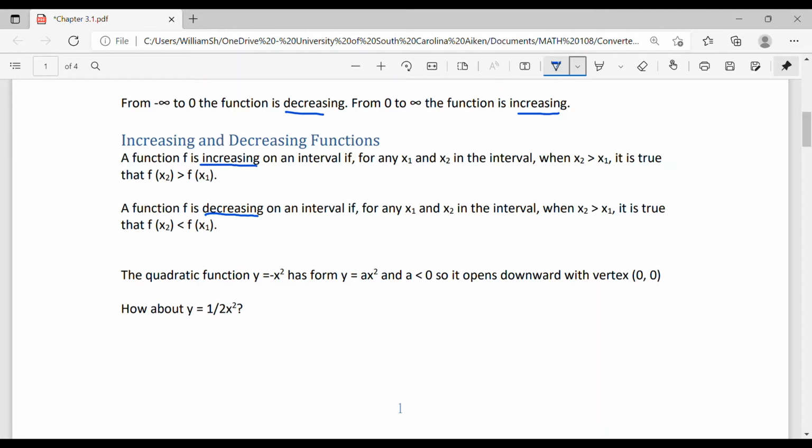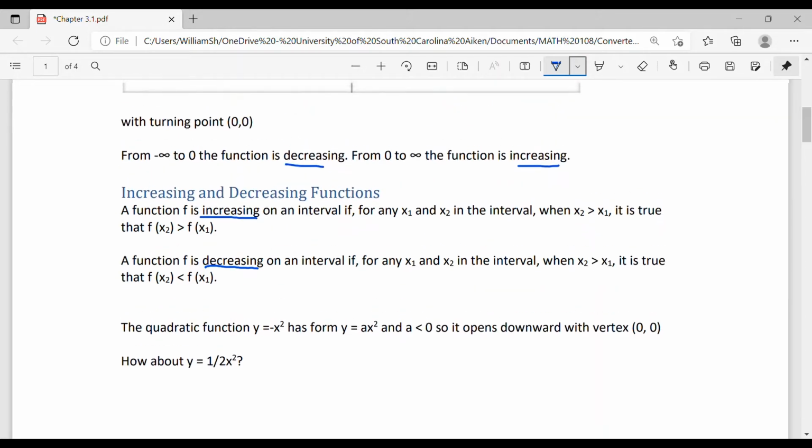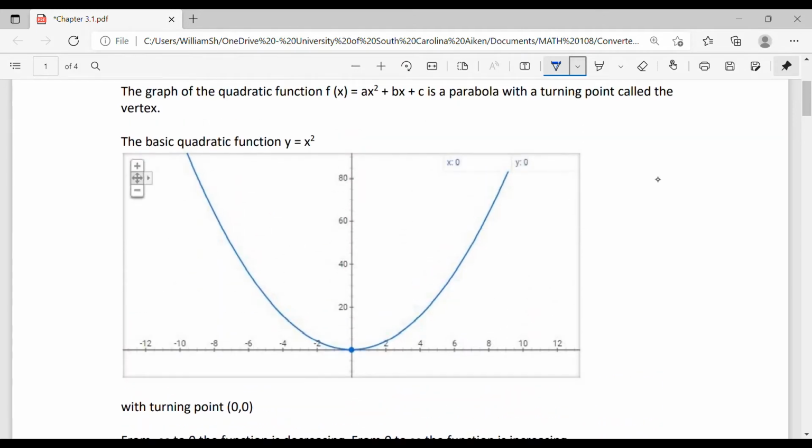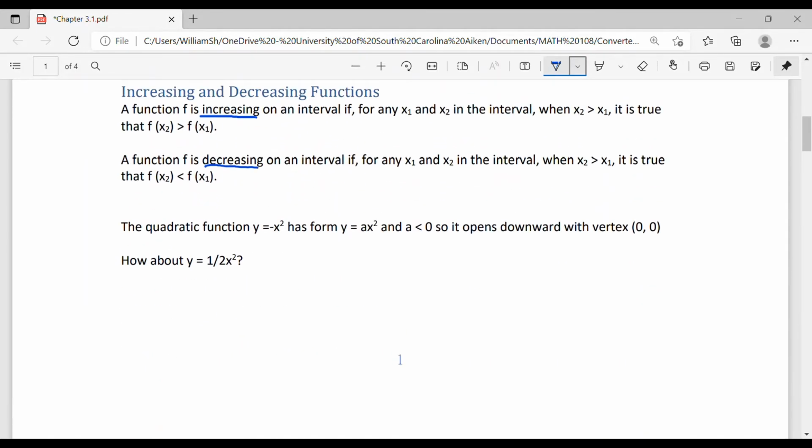The quadratic function y equals negative x squared has the form y equals ax squared, and a is less than 0. So it opens downward with a vertex of 0, 0. Alright, so in contrast to the y equals x squared function here, where it opens upward because our a here is positive, if we have a negative out front here, it basically flips and opens into a downward curve. That's all this is saying. So if a is less than 0, it opens downward like that. If a is greater than 0, it opens upward like the one above.